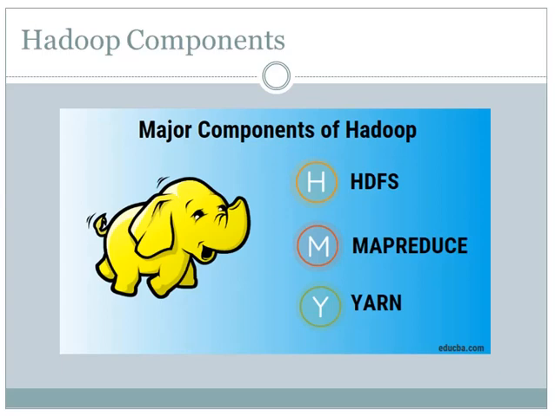HDFS is a master-slave architecture. It has the name node as master and the data node as slave. Name node is the machine where all the metadata of all the blocks stored in the data nodes is stored.